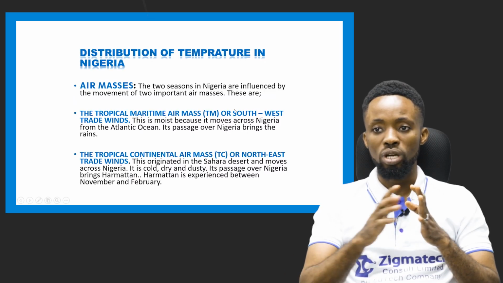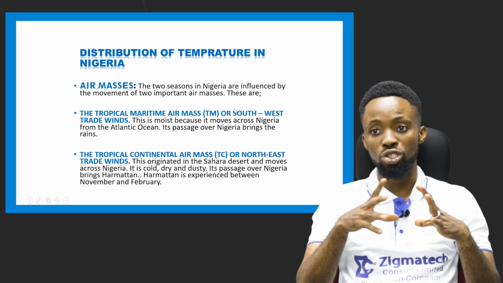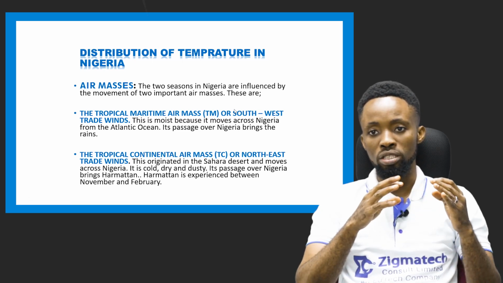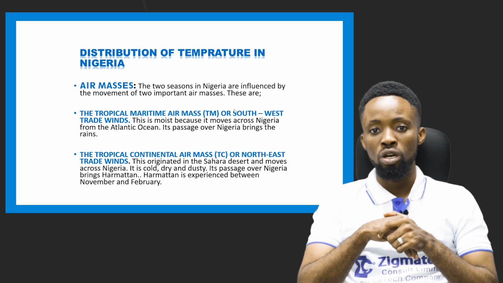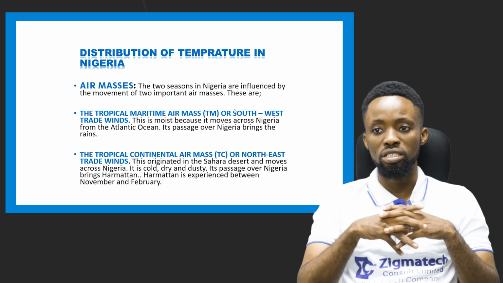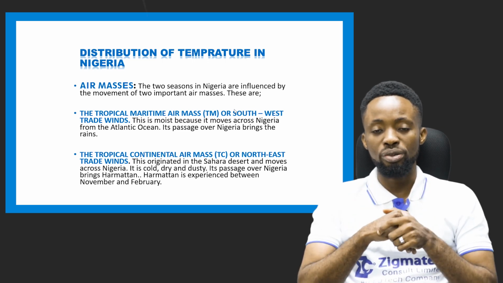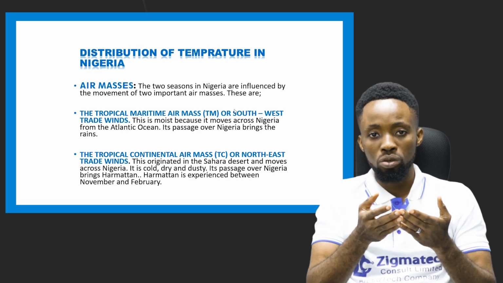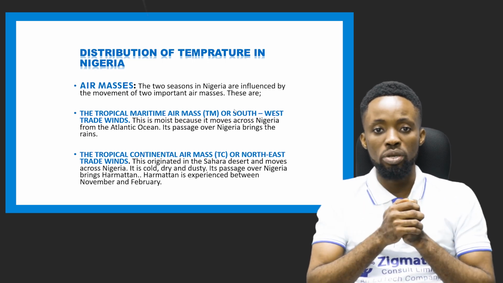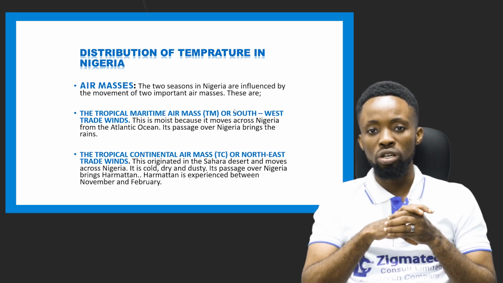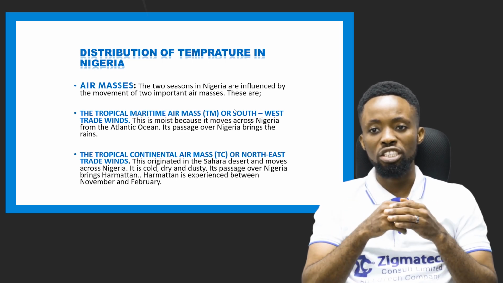So let's look at the distribution of temperature in Nigeria. Now, when we want to look at the distribution of temperature in Nigeria, we are going to consider what we call air masses. Now, these air masses are actually what influence the seasons and the climate of Nigeria. So we have two major air masses in Nigeria.